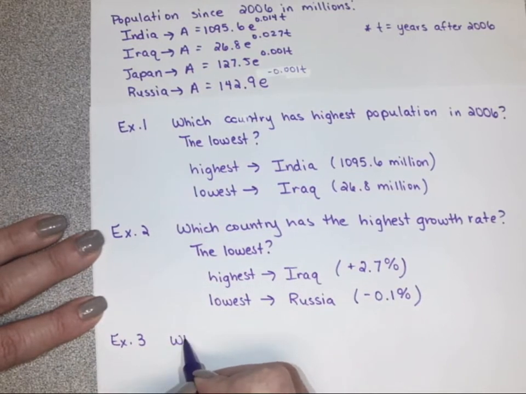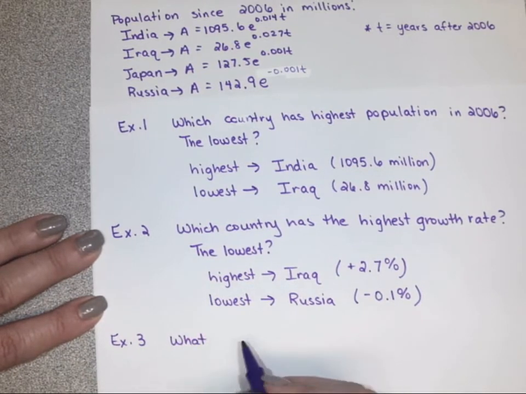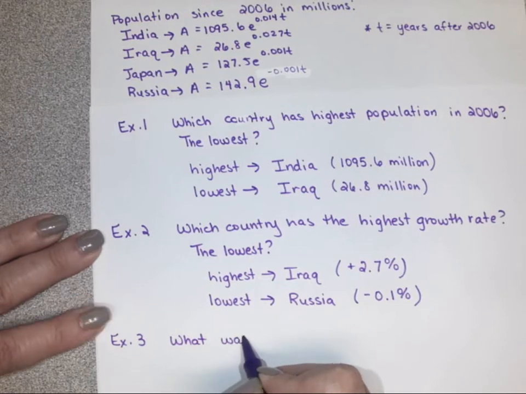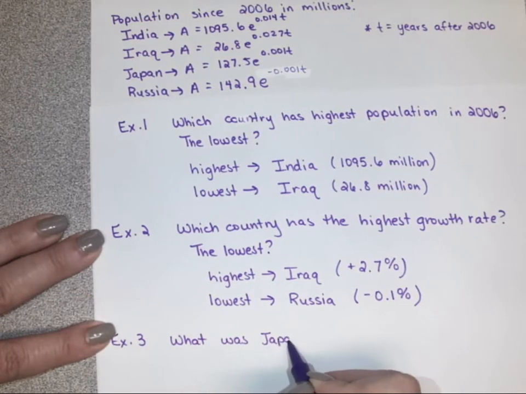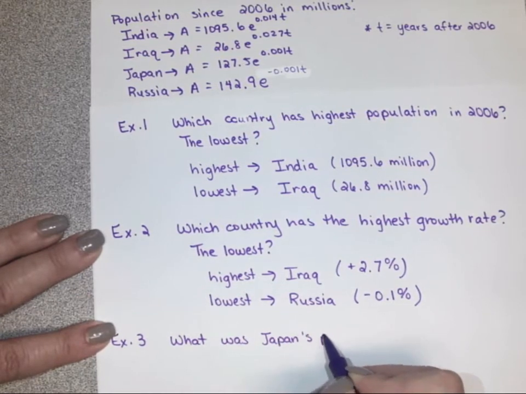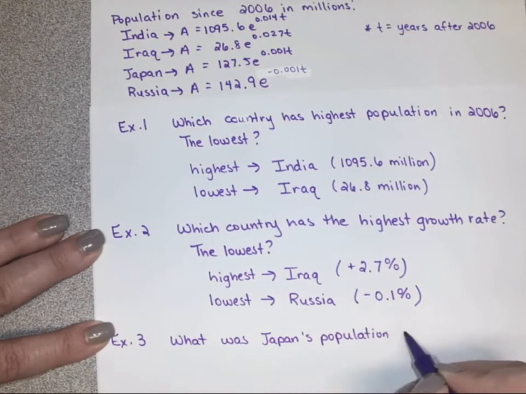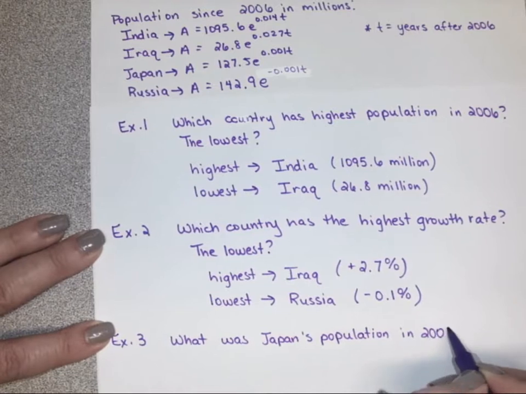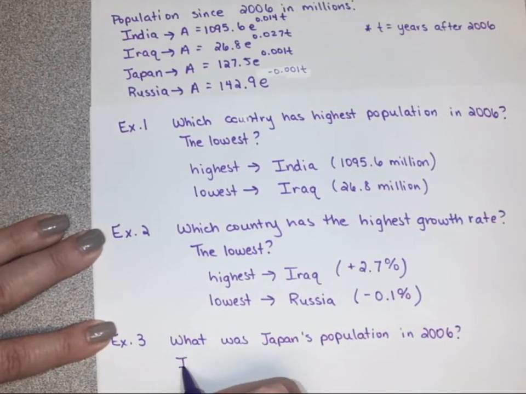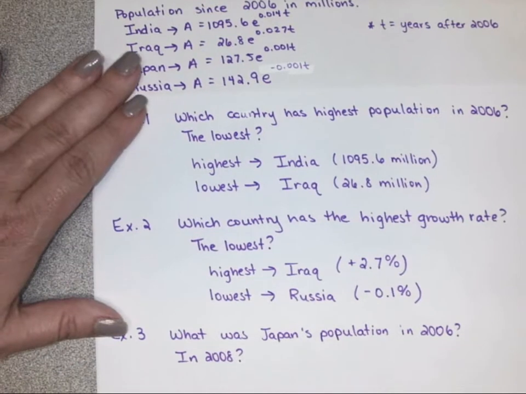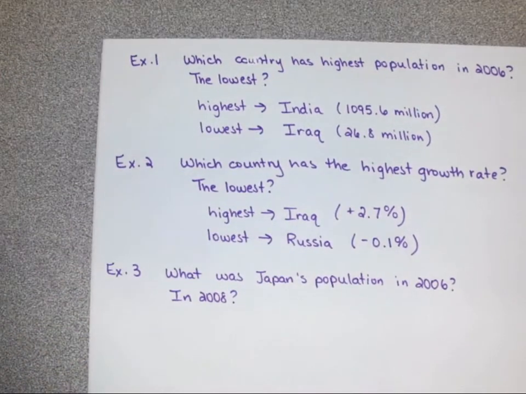All right, so what about this next question? What was Japan's population in 2006? And then what was it in 2008? So one of these doesn't require a calculator whatsoever. Which one won't require a calculator?